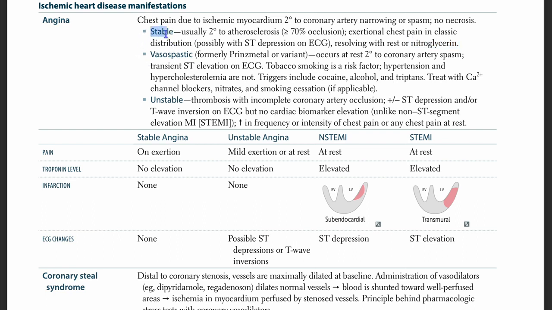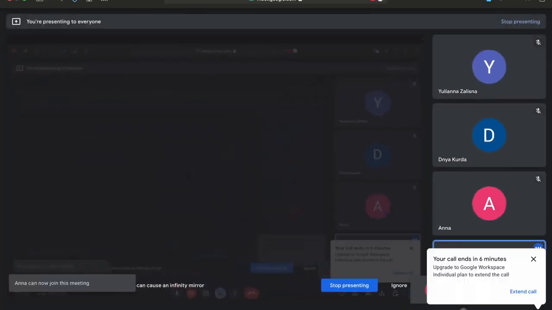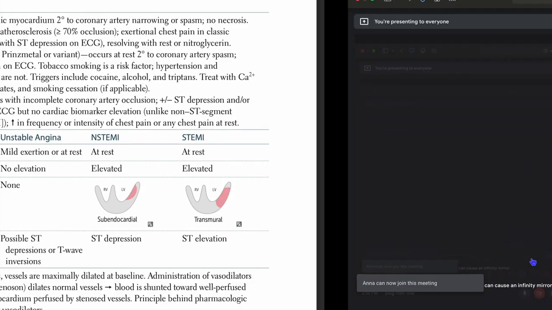This is common in, no, not this one. This one's common in younger patients. Okay. Vasospastic. So vasospastic, also known as, actually, we only have 6 minutes. Let me try finishing this.